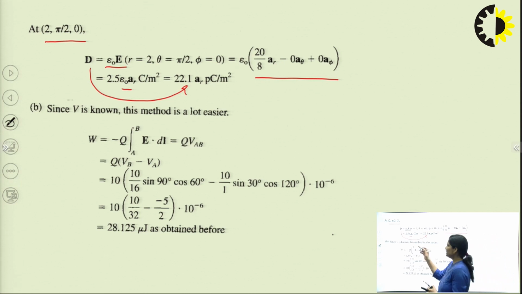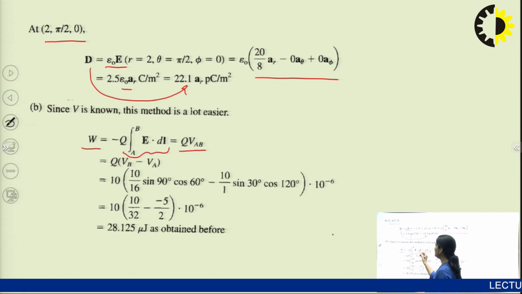As V is known here, if you want to find out the work done, the second part is work done. As we have done in the previous slide, work done is equal to minus Q integration a to b E dot dl. So this is equal to Q VAB, meaning this is the potential a to b. So VAB is equal to integration a to b E dot dl.